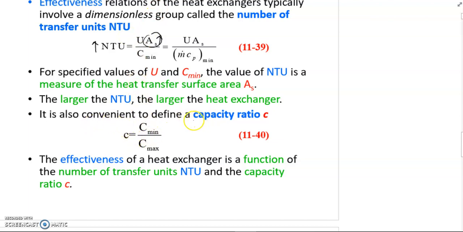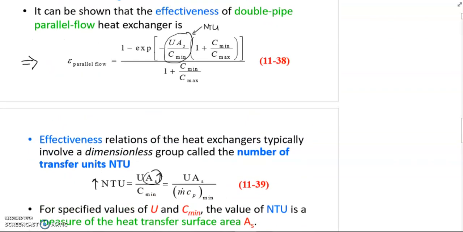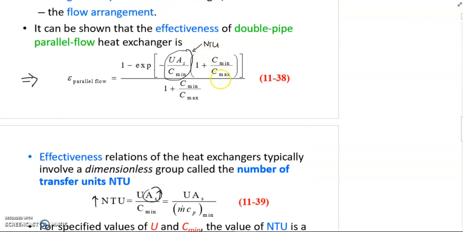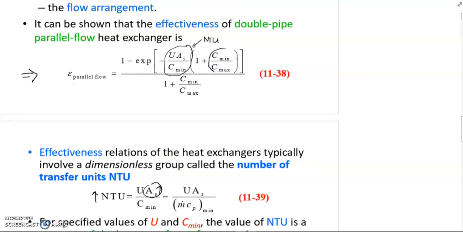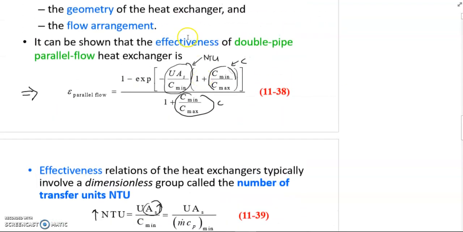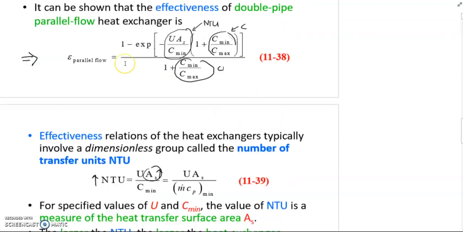And then here we also introduce the capacity ratio, small c, where small c is equal to C min over C max. So just now we have this C min and C max relationship. We can replace this with c. Alright. So now you have epsilon equal to 1 minus exponential of negative NTU multiplied by (1 plus c), over 1 plus c. So take note, this is only for a double pipe parallel flow heat exchanger.